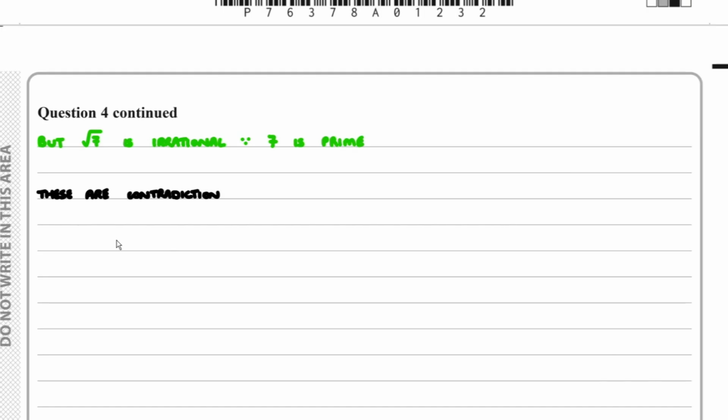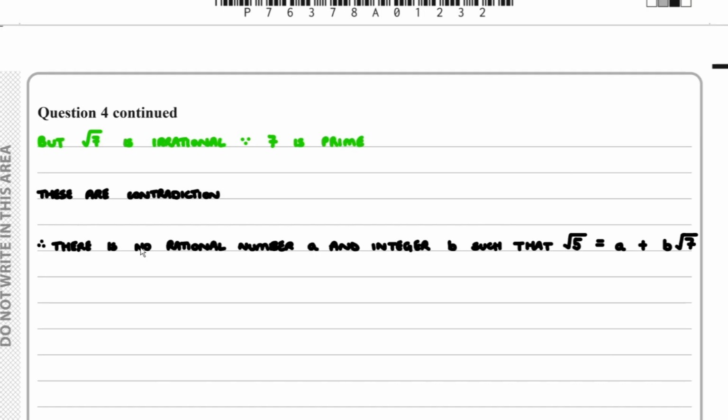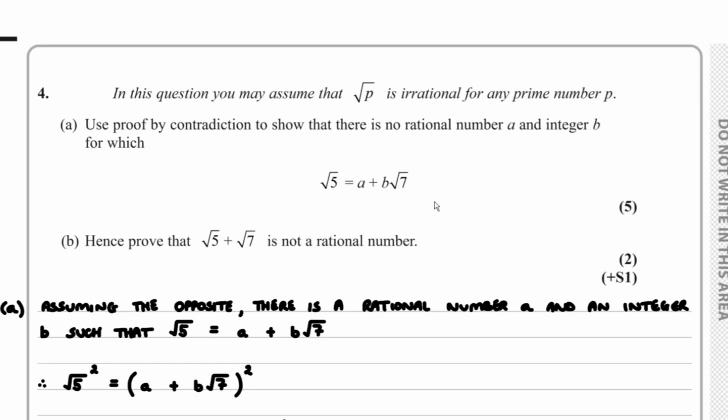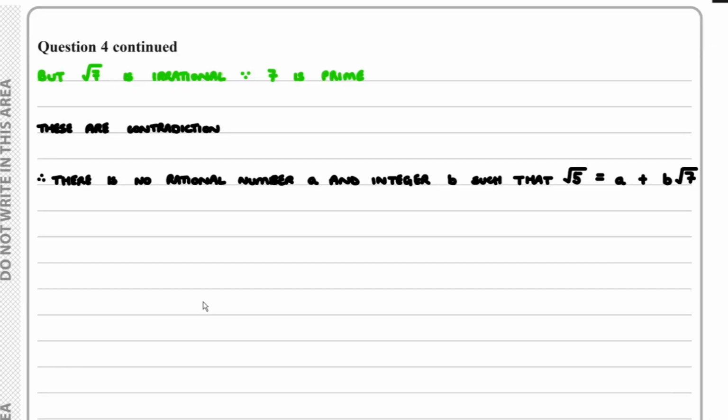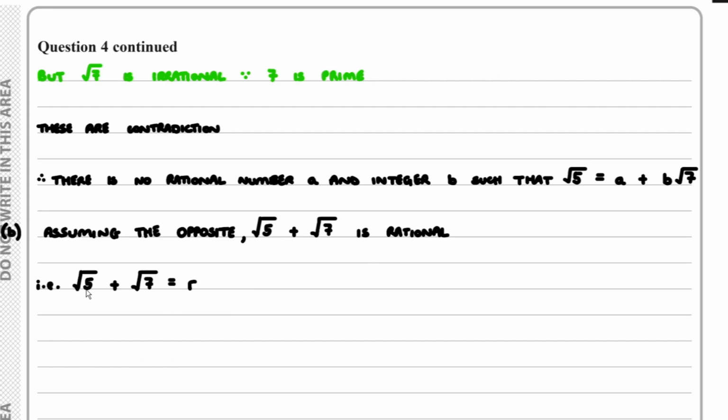And therefore, we can say that there is no rational number a and integer b such that root 5 is equal to a plus b root 7. Part B: hence prove that root 5 plus root 7 is not a rational number. So here, let's assume the opposite. In other words, root 5 plus root 7 is rational. And if that's the case, let's say root 5 plus root 7 is equal to r, where r is rational.